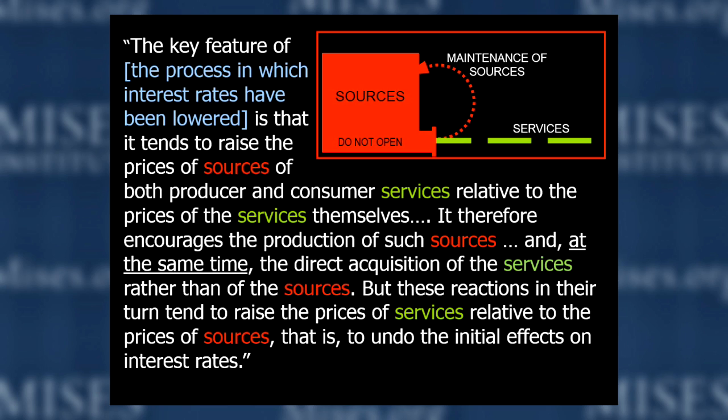But let me read it, and I'll try not to stumble. So the key feature is that it tends to raise the price of sources of both producer and consumer services relative to the price of the services themselves. It therefore encourages the production of such sources, and at the same time discourages the direct acquisition of the services rather than of the sources, but these reactions in their turn tend to raise the price of services relative to the price of sources, so as to undo the initial effects on the interest rate. So in other words, in no time, the interest rate, if it went down, would be back up in no time because of services. And that's Friedman, okay?